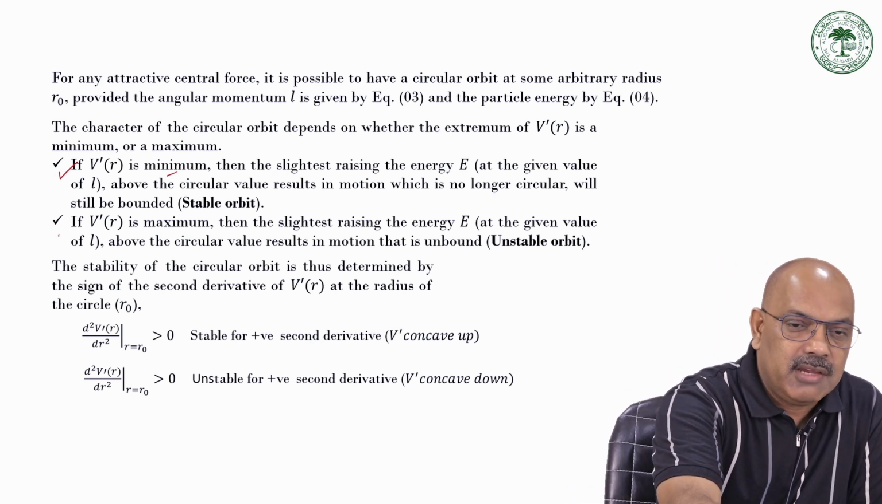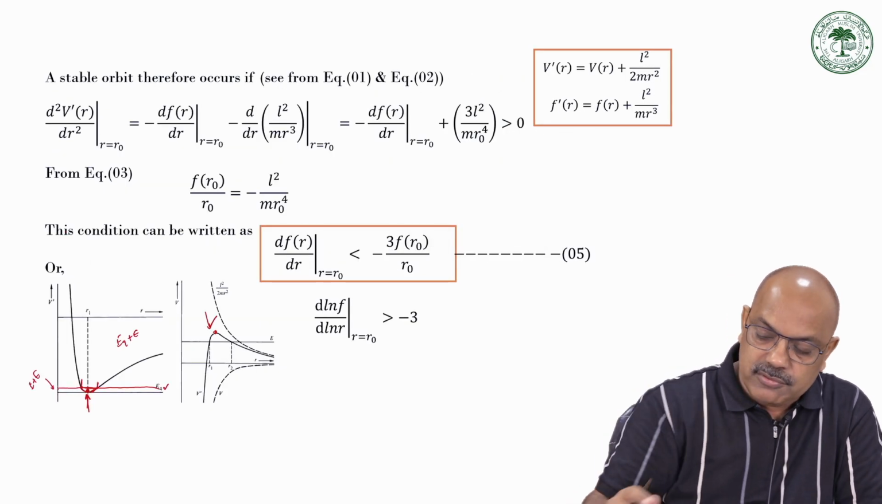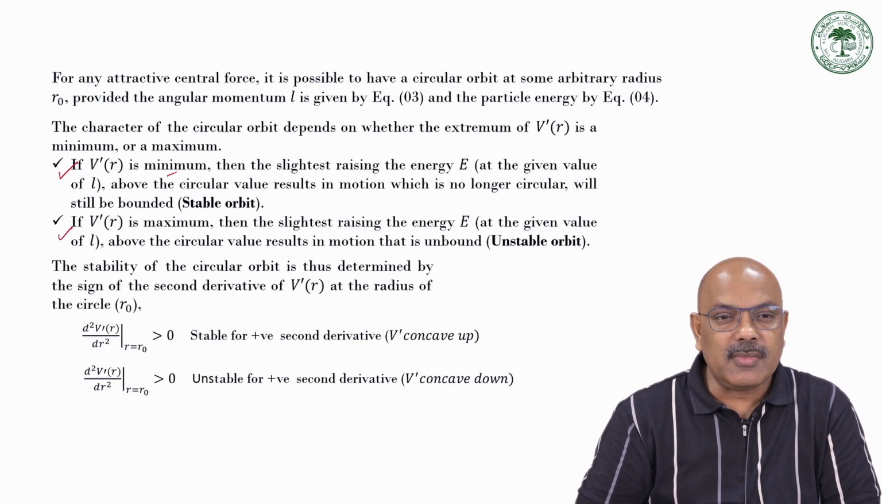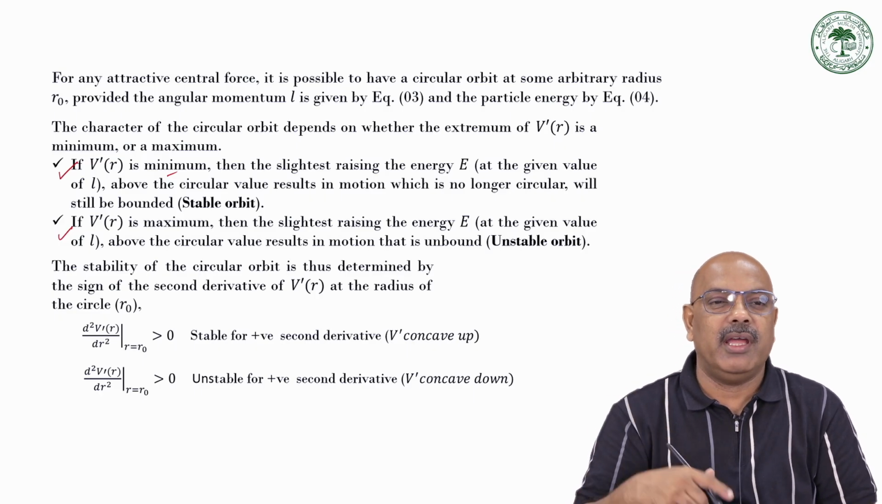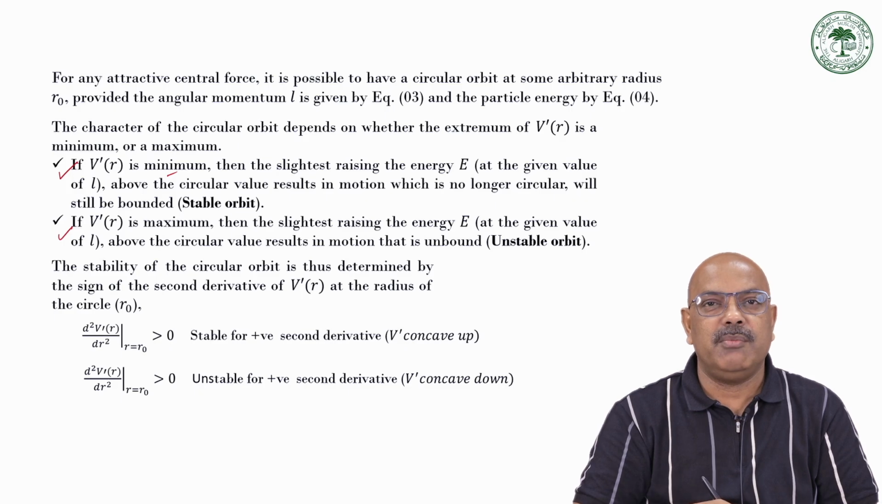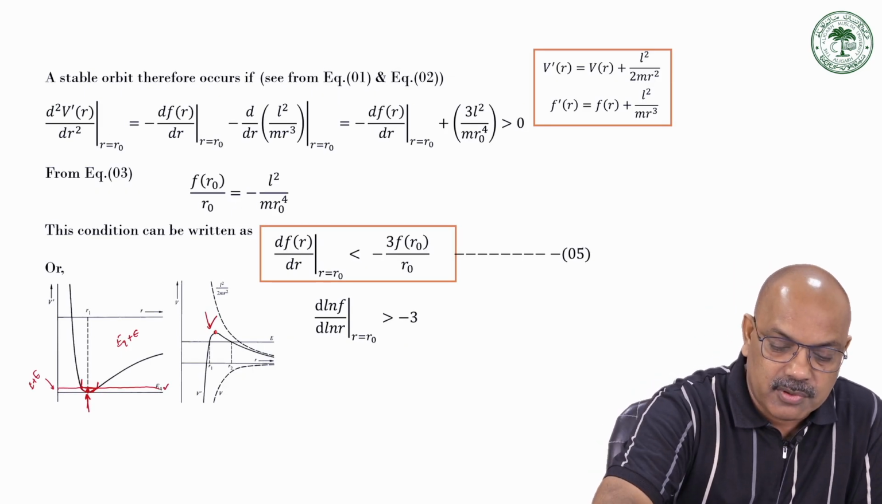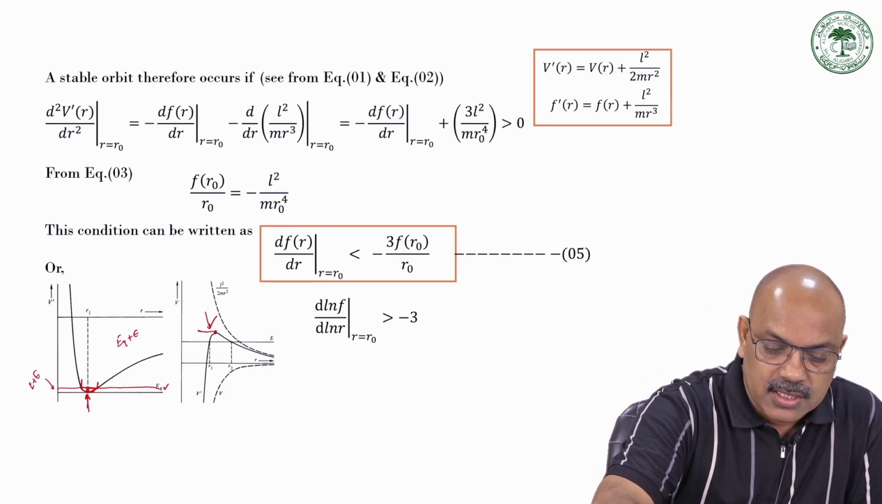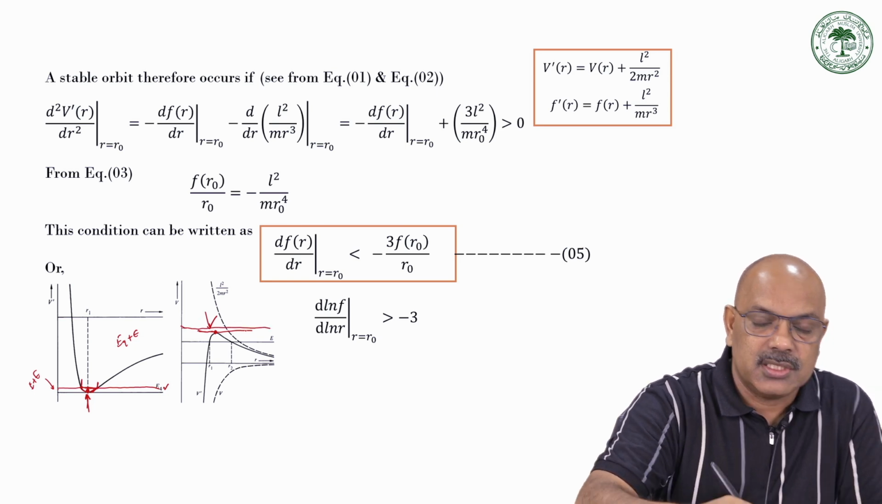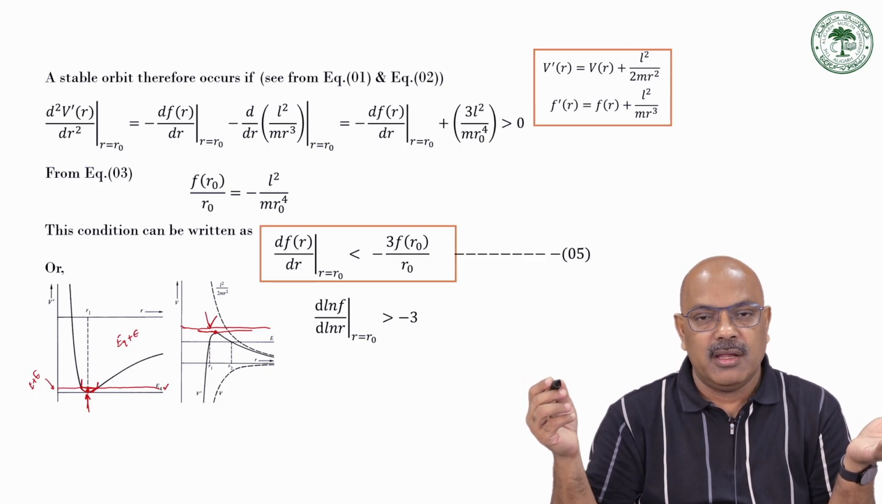But in the second case, if V prime is at the maximum, then if you slightly raise the energy at the given value of L above the circular orbit, the motion becomes unbound and that is going to be unstable. This is because if you raise the energy at this position by epsilon, the particle becomes unbound.